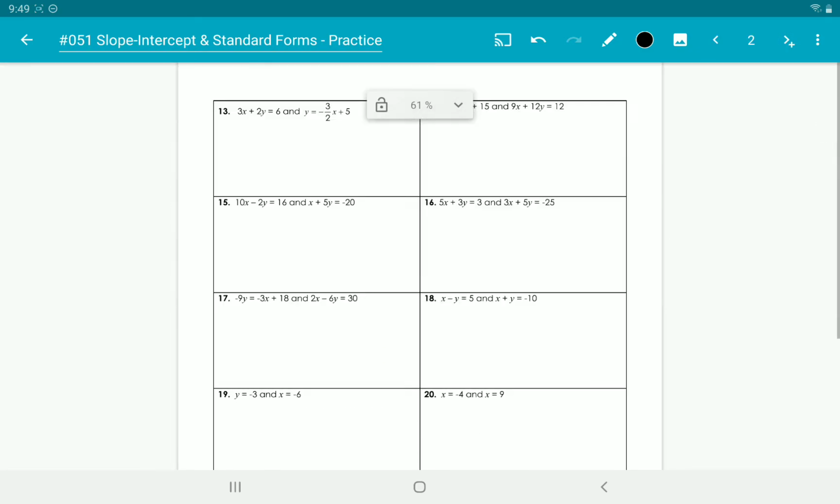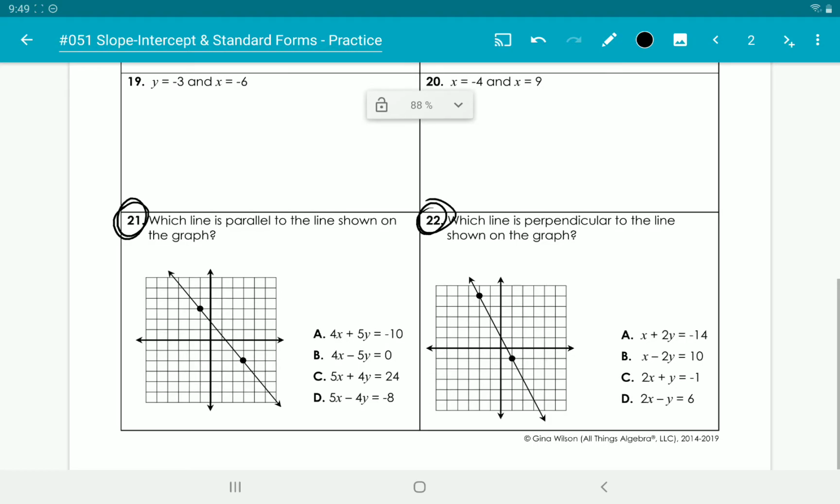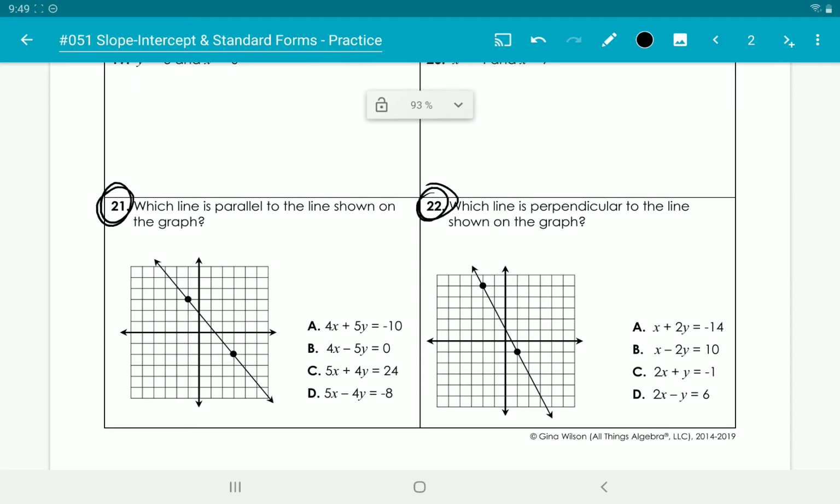Okay, I want you to try the rest of those ones, but I'm going to go ahead and look at 21 and 22. 21, it says which line is parallel to the line shown on the graph? Parallel means we need same slope.